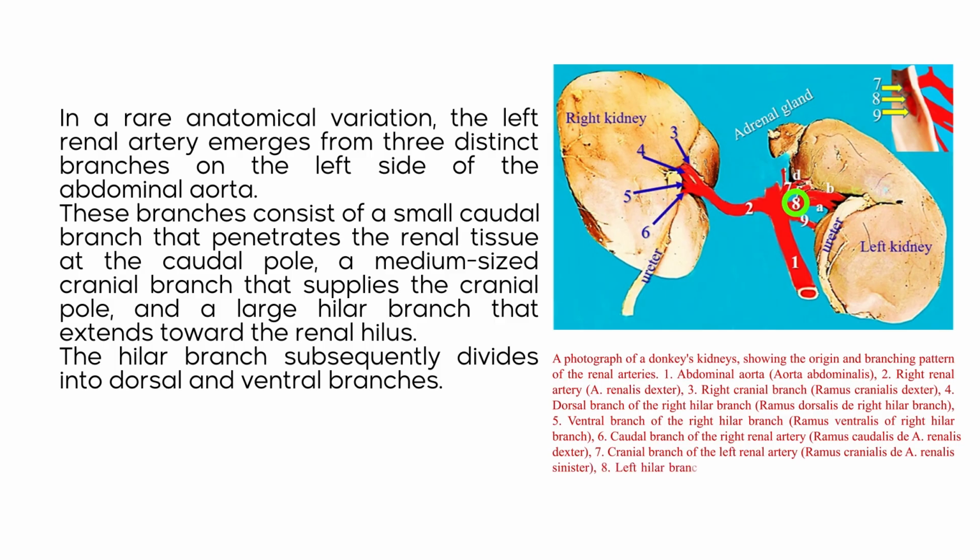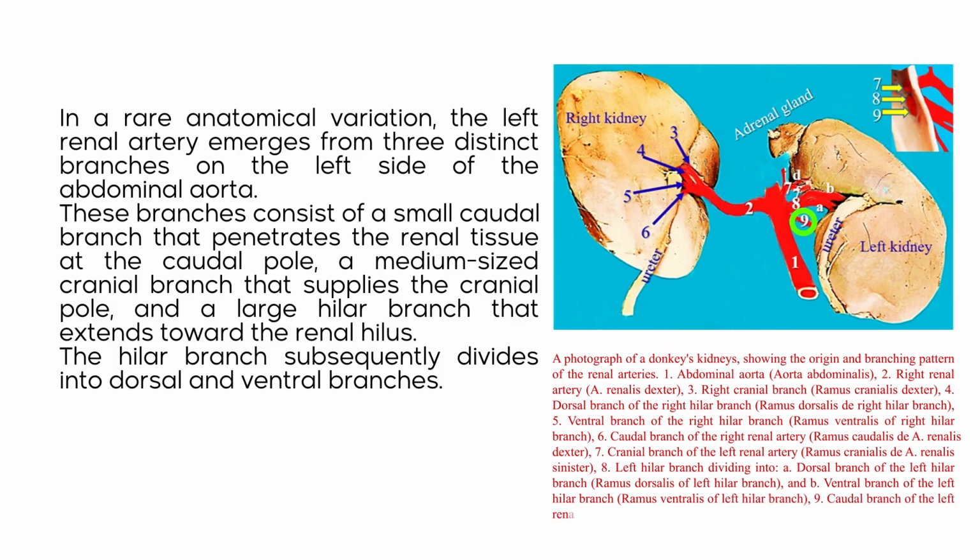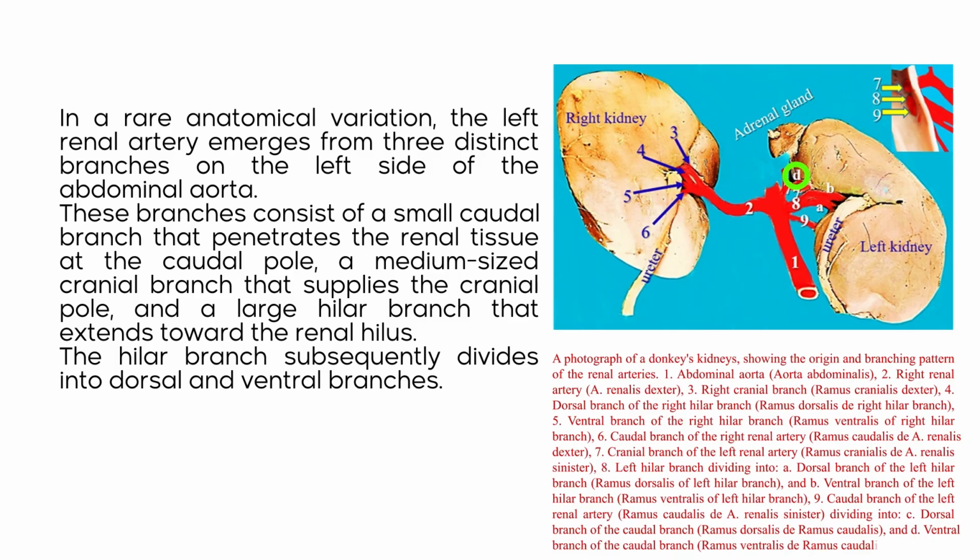8. Left hilar branch dividing into A. Dorsal branch of the left hilar branch, ramus dorsalis, and B. Ventral branch of the left hilar branch, ramus ventralis. 9. Caudal branch of the left renal artery, ramus caudalis. A. Renalis sinister, dividing into C. Dorsal branch of the caudal branch, ramus dorsalis de ramus caudalis, and D. Ventral branch of the caudal branch, ramus ventralis de ramus caudalis.